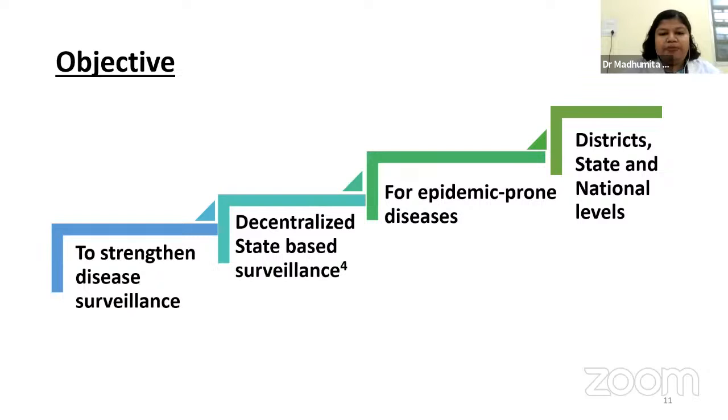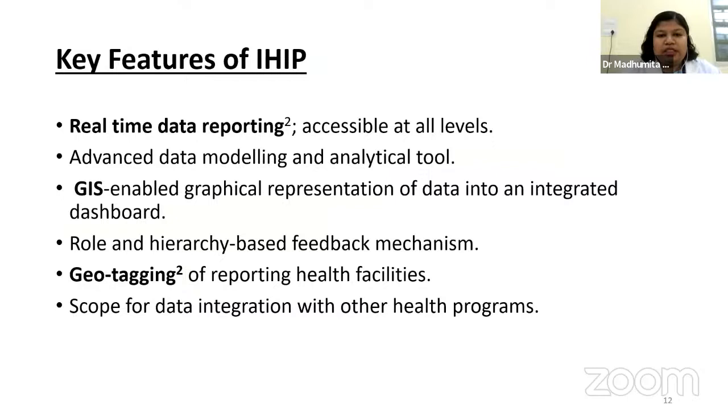Hence, the objective of IHIP is to strengthen the disease surveillance to decentralize state-based surveillance for epidemic-prone diseases in the district, states, and national levels. Coming to the key features of IHIP, they are the real-time data reporting accessible at all levels, advanced data modeling and analytical tools, GIS-enabled geographical representation of data into an integrated dashboard, role and hierarchy-based feedback mechanism, geotagging of reporting health facilities, and scope for integration with other health programs.